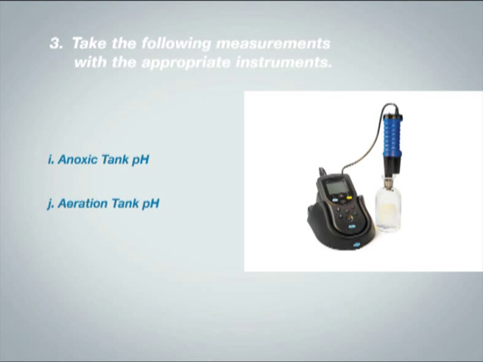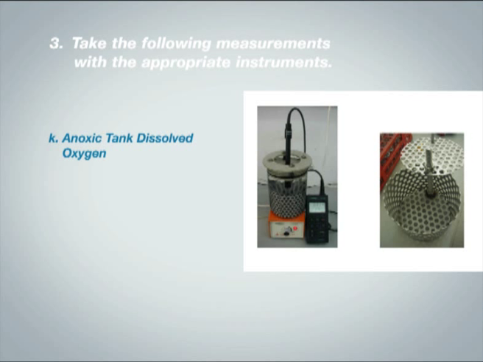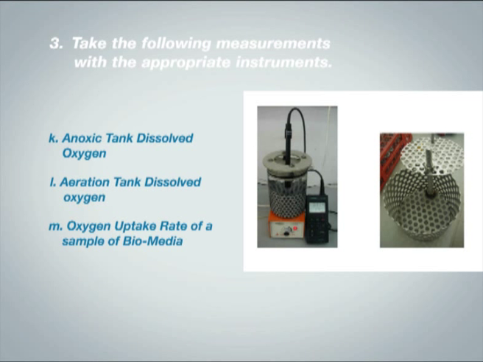I. Anoxic tank pH. J. Aeration tank pH. K. Anoxic tank dissolved oxygen. L. Aeration tank dissolved oxygen. M. Oxygen uptake rate of sample biomedia. Based on all of the above observations, make the required adjustments in order to meet the effluent discharge standards set by the governing body.